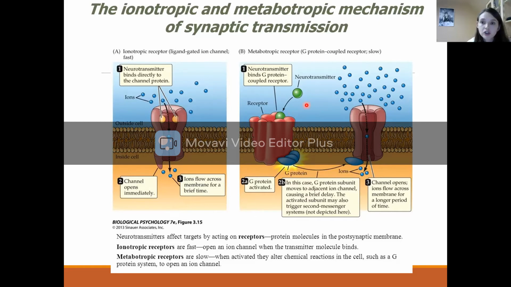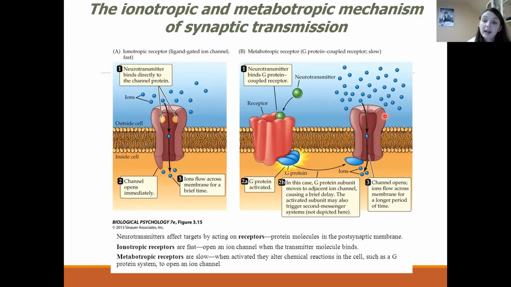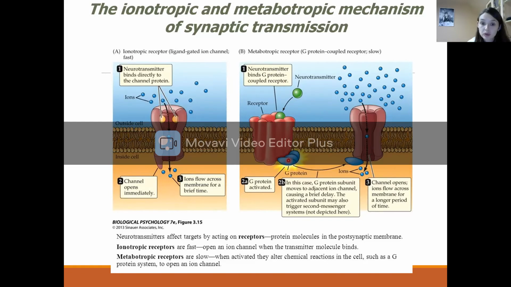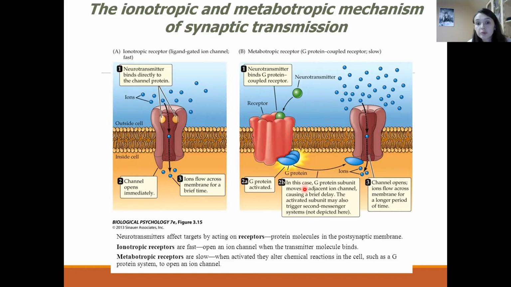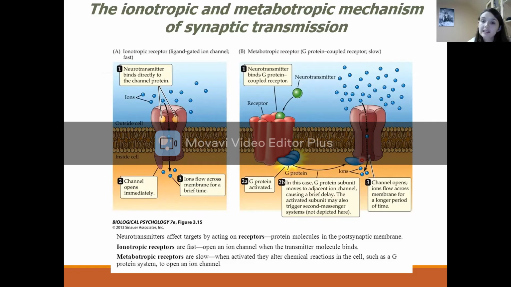Changing the charge of the postsynaptic membrane by the metabotropic mechanism is more complicated, because in this situation the neurotransmitter should bind to the receptors of the postsynaptic membrane and also activate a G protein. This G protein has several subunits, alpha, beta, and gamma. A subunit will move to the ion channel, and only when it adjusts the ion channel will it be responsible for opening it, and only then will ions flow inside the cell.